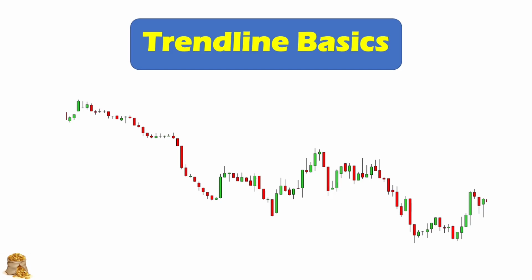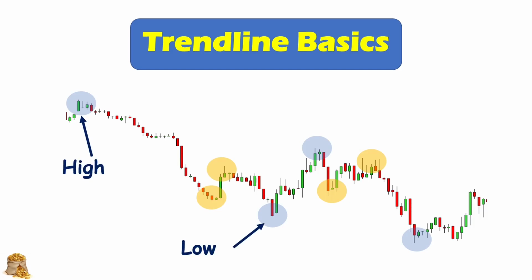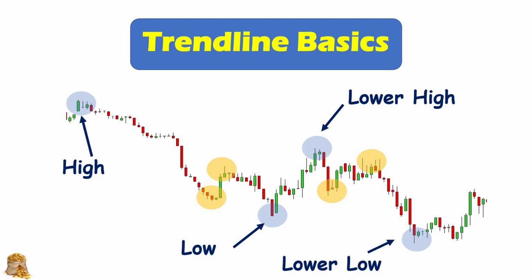Let's have a look at this chart. There are a lot of highs and a lot of lows. However, when we define the trend, we only use this high, this low, this lower high, and this lower low. So we call the blue ones the major highs and major lows, and the yellow ones the minor highs and minor lows. When we define a trend, we only use the major highs and the major lows.